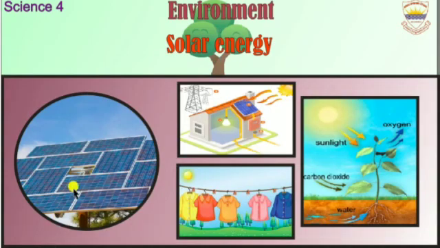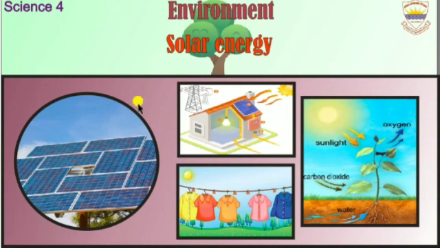Solar energy. The last natural resource is solar energy. Solar energy means the energy that we get from the sun. We use solar energy to generate electricity from solar panels. We use solar energy to dry our clothes. And plants use solar energy for the process of photosynthesis.